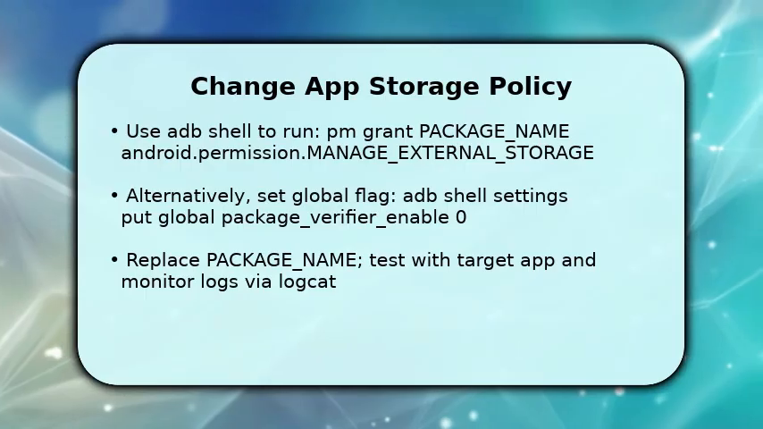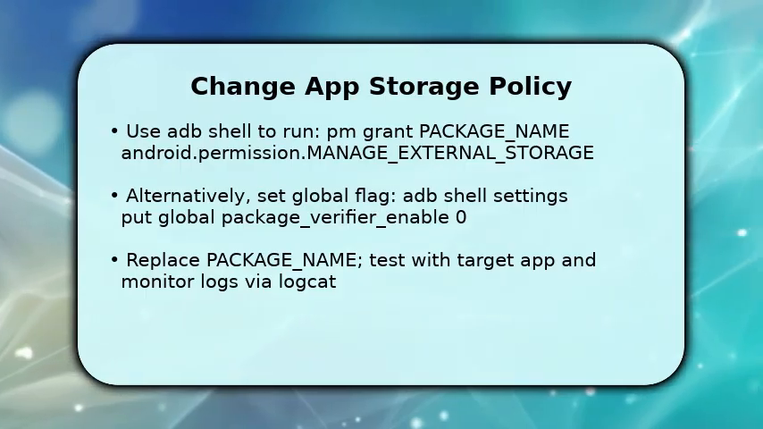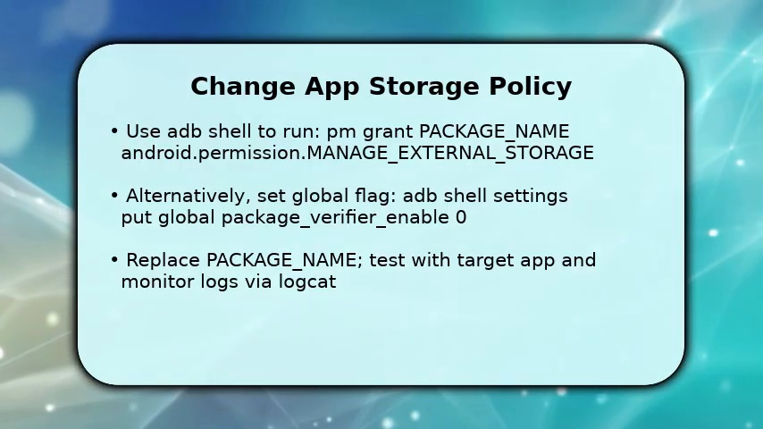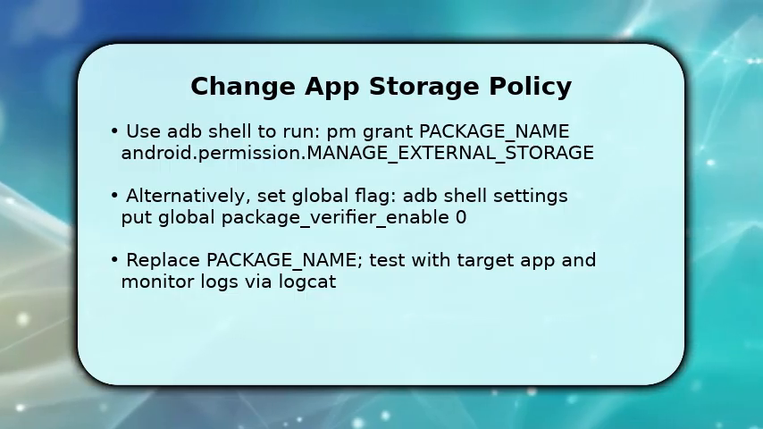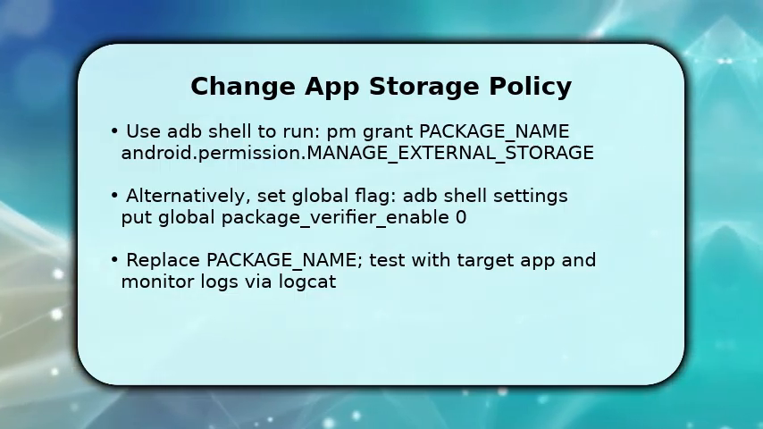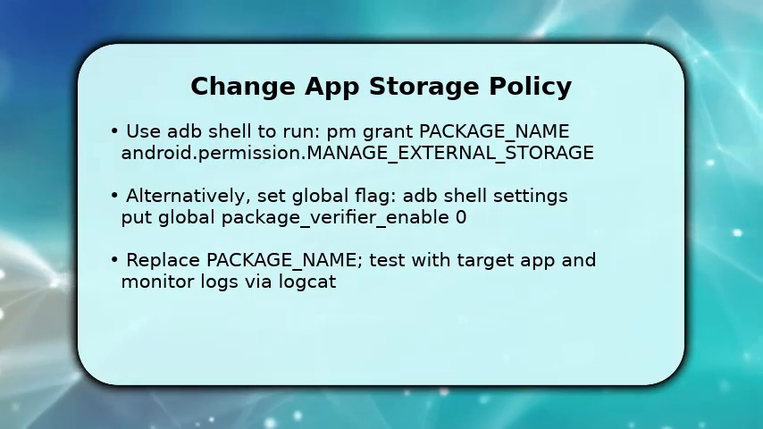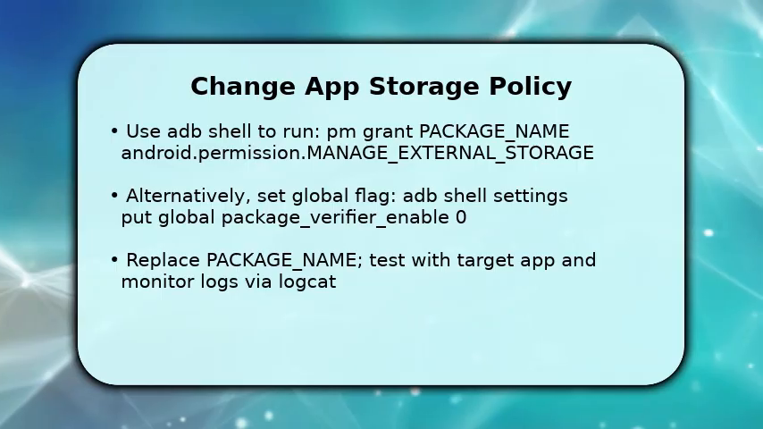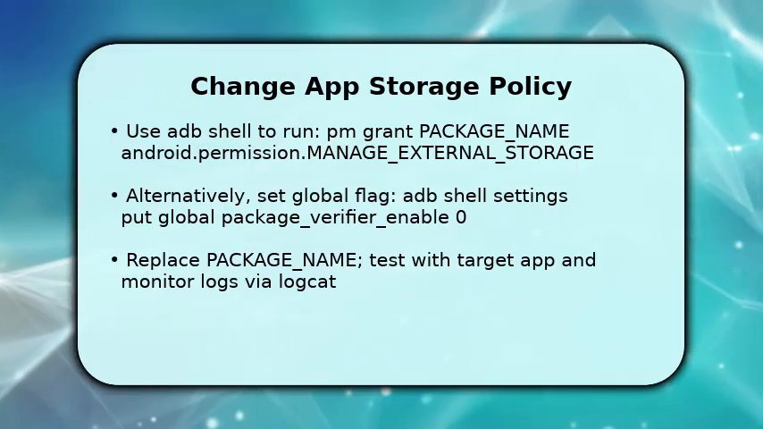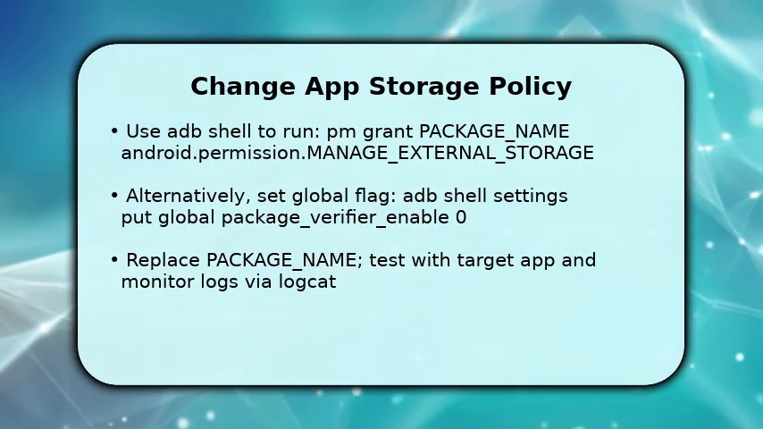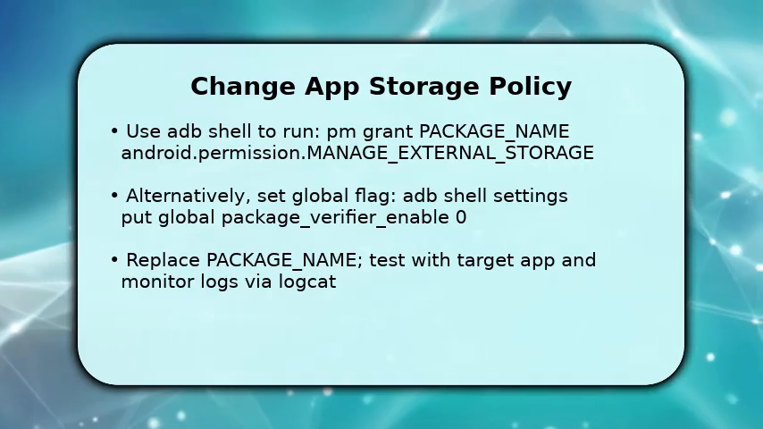You now modify the app or global settings to relax scoped storage. First, target the specific package and grant Manage External Storage using adb shell pm grant package name android.permission.MANAGE_EXTERNAL_STORAGE. This allows broad file access for that app. Once granted, test the app immediately and watch Logcat for permission or file access errors.